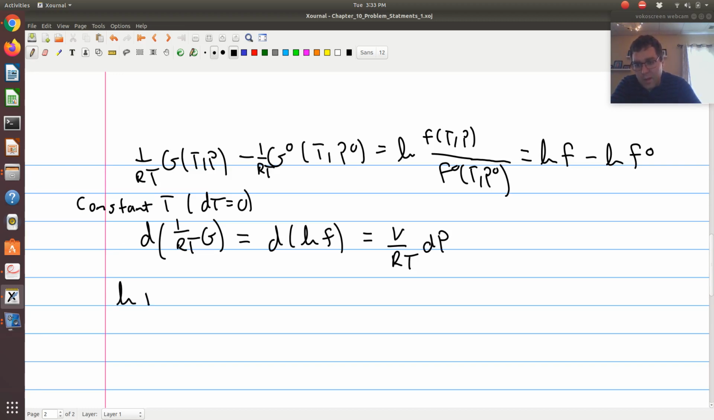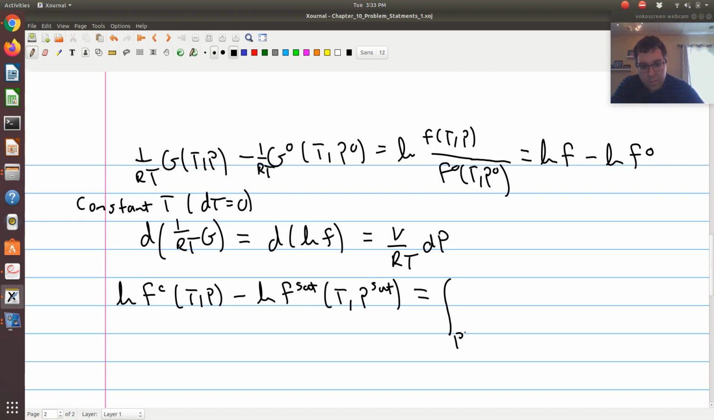So if I were to calculate the log fugacity of my compressed phase at T and P, minus log f sat at T and pressure P sat, just for completeness, that would be equal to the integral from P sat to P of V over RT dP. Again, this is my Poynting correction. The Poynting correction is just the change in fugacity of my compressed phase relative to that at saturation. It's like a perturbation term.